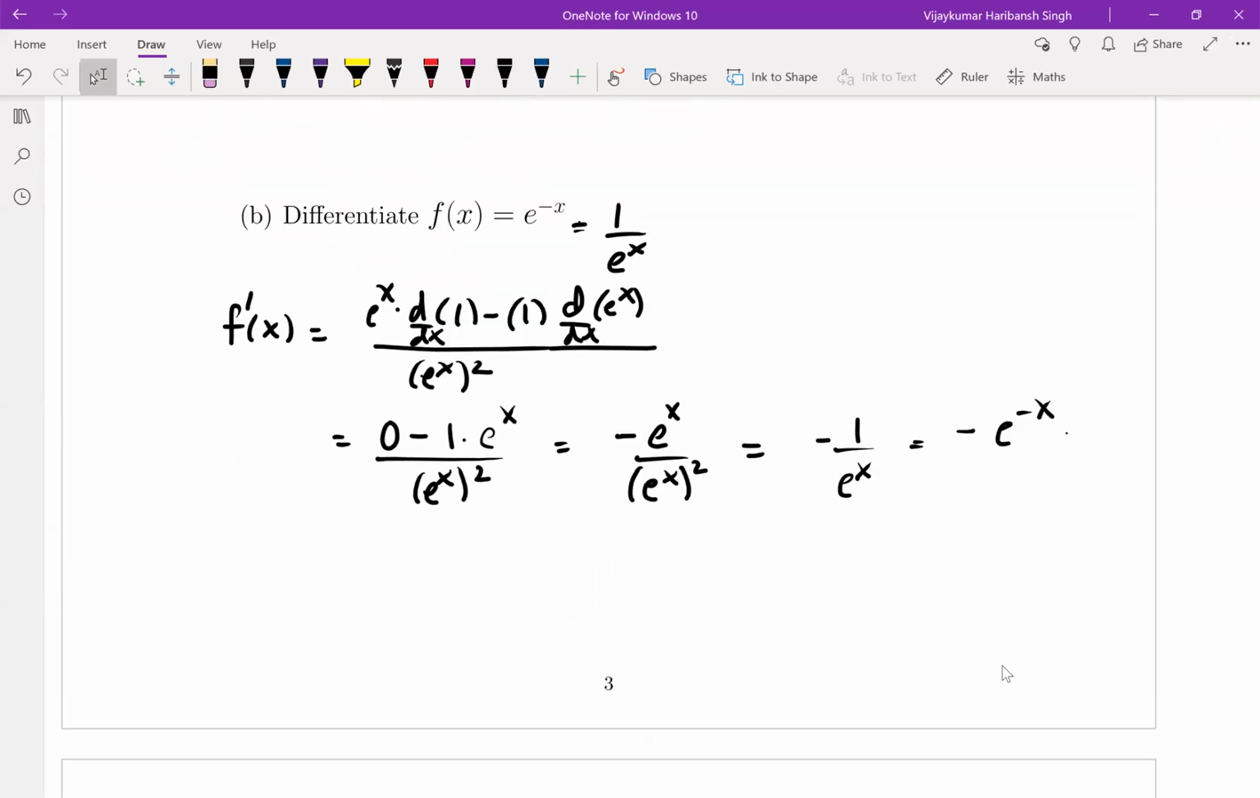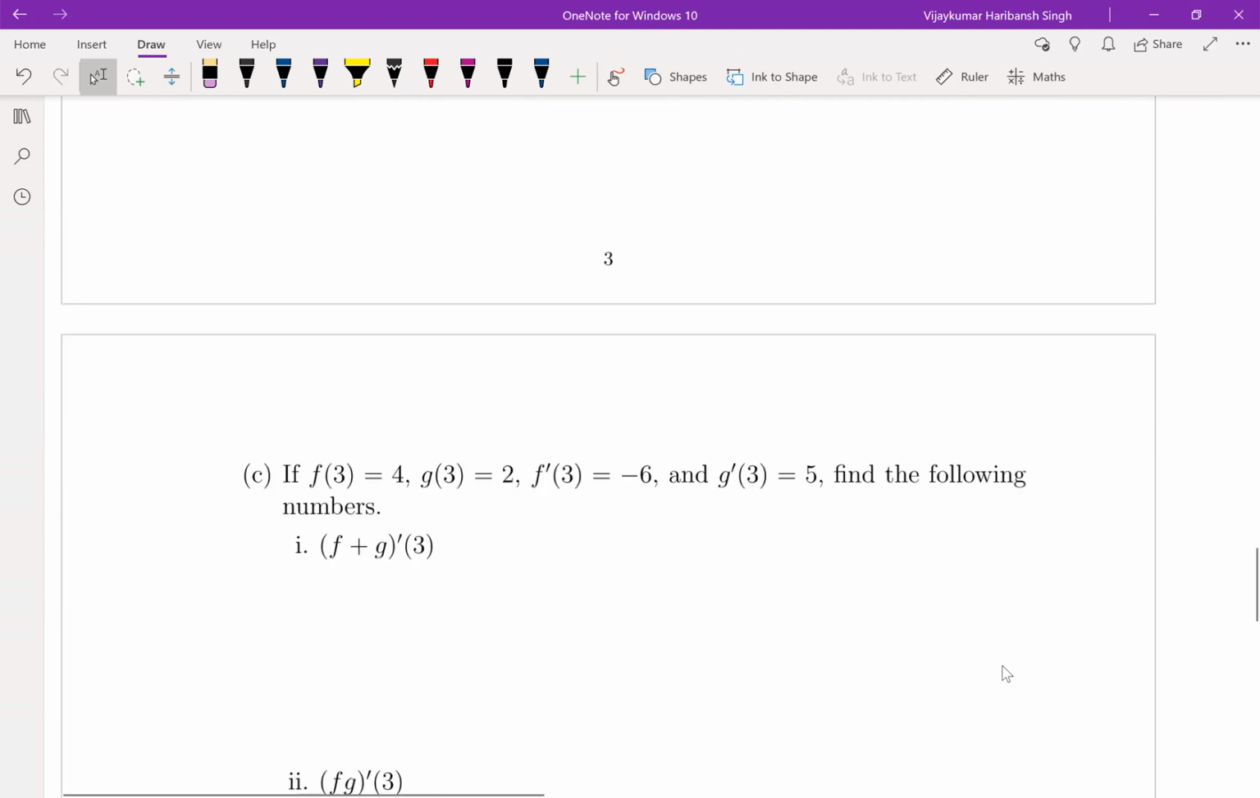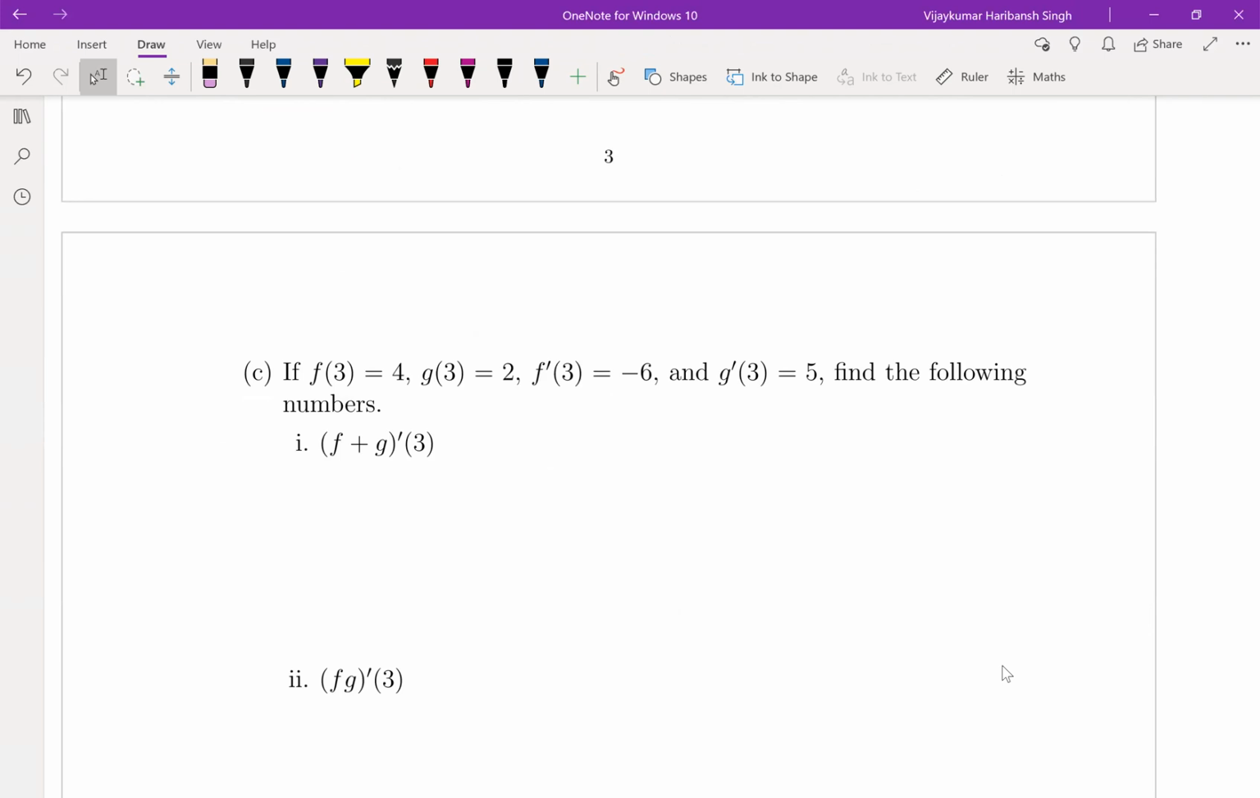Okay, so for good, let's move on to the next problem. So here in this case, you are given f of 3 is 4, g of 3 is 2, f prime 3 is minus 6, g prime 3 is 5. Find the following numbers, f plus g prime of 3. Now note that in this case, you're not given the function, right? You have said that f and g are such functions that at these points, these are the values, and you have to compute the values.